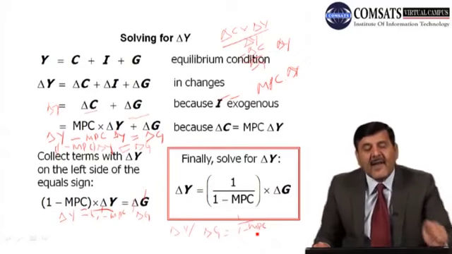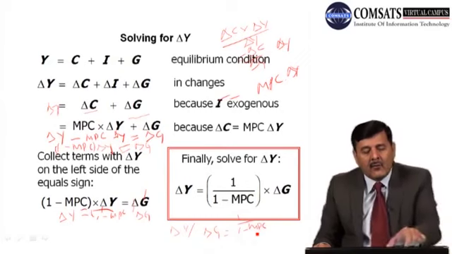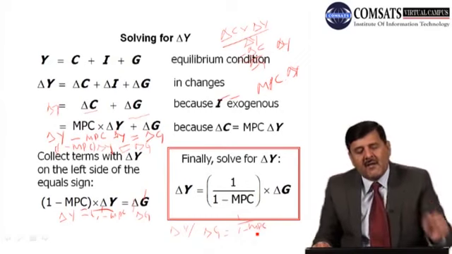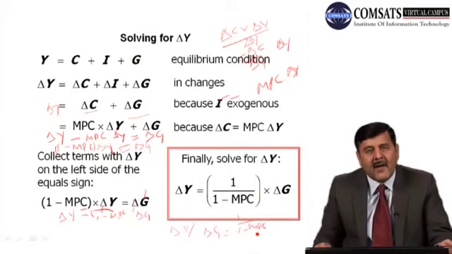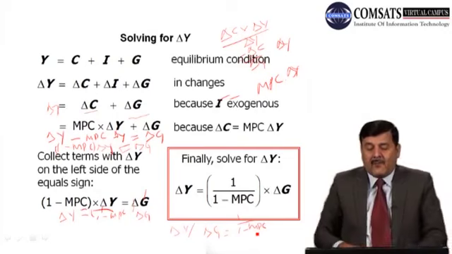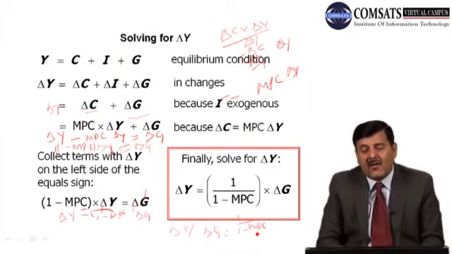So we are left with delta Y minus MPC into delta Y is equal to delta G. Now if we take delta Y common from the two terms on the left side, we get delta Y into 1 minus MPC is equal to delta G, and delta Y is equal to delta G over 1 minus MPC, or delta Y over delta G is equal to 1 over 1 minus MPC. Now this is the law. So if there is a 1% change in government purchases, income will change by a factor of 1 over 1 minus MPC.